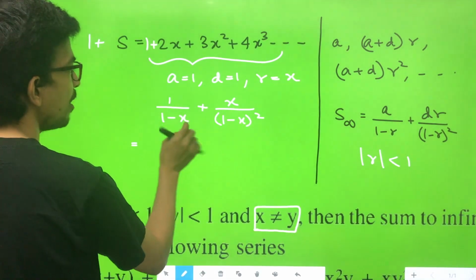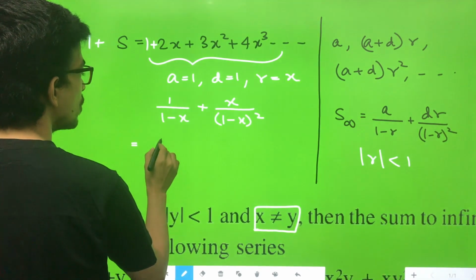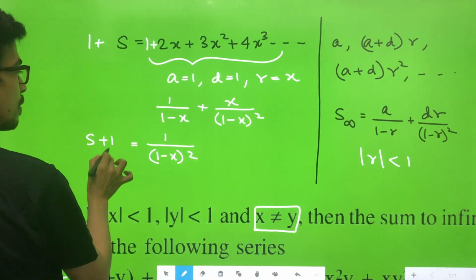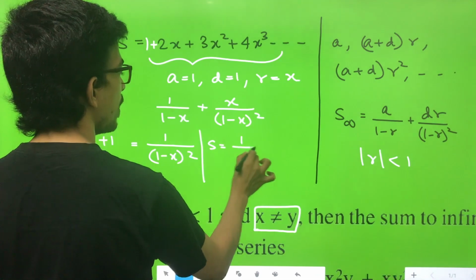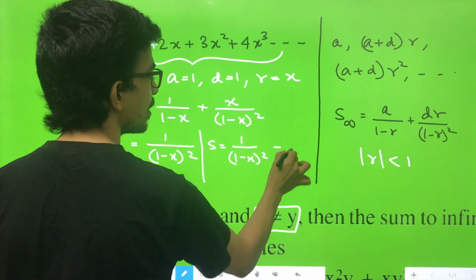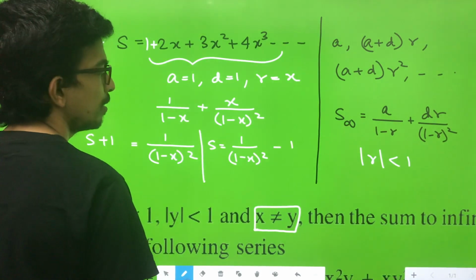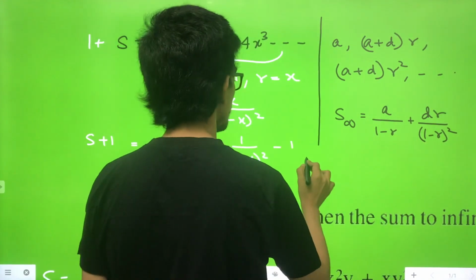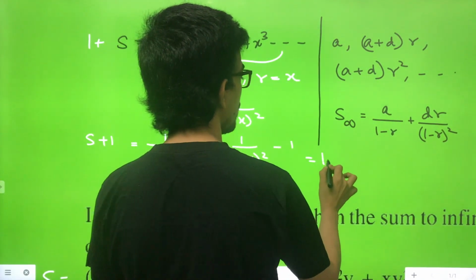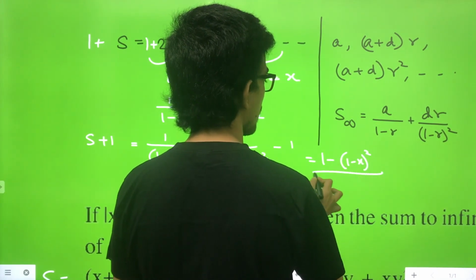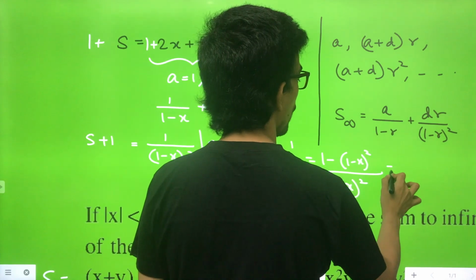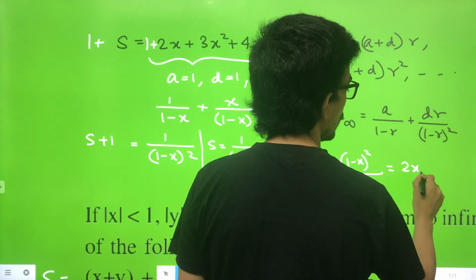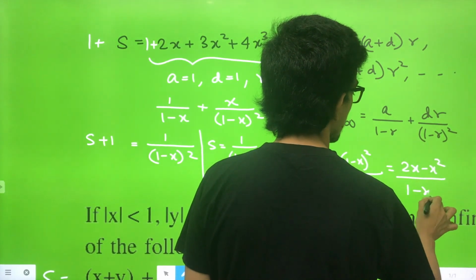When you simplify, you have to multiply with 1 minus x in the numerator. So this becomes 1 by 1 minus x the whole square. That is s plus 1. So your s is going to be 1 by 1 minus x the whole squared minus 1. Right? So simplify this expression. This becomes 1 minus x the whole square divided by 1 minus x the whole square, so 1 gets cancelled, and we get 2x minus x squared divided by 1 minus x the whole square.